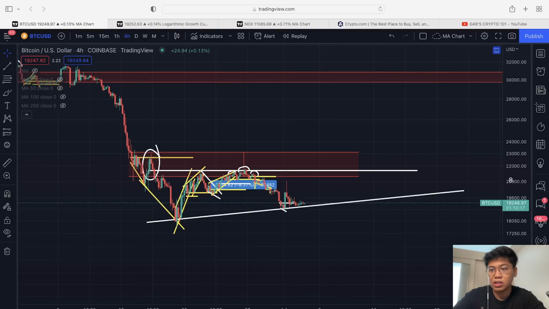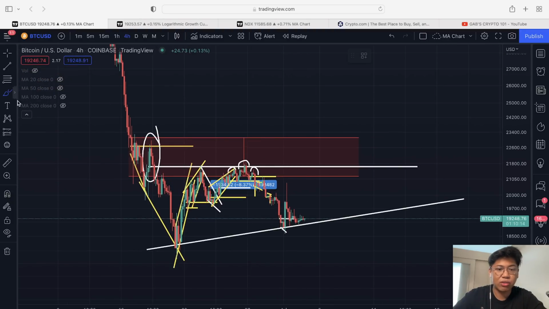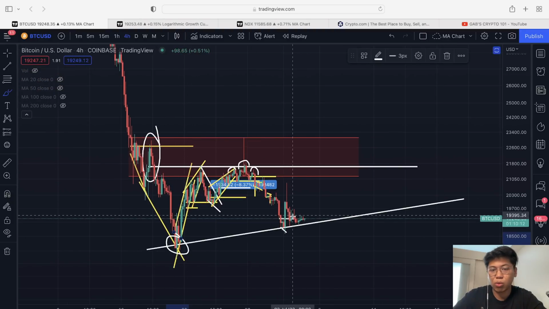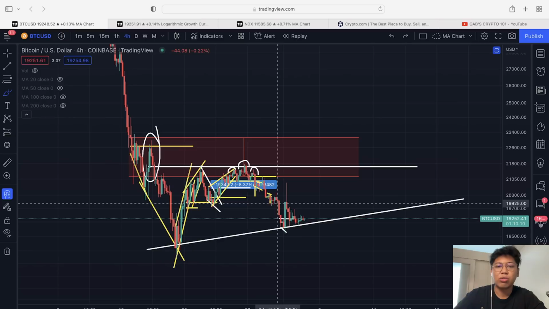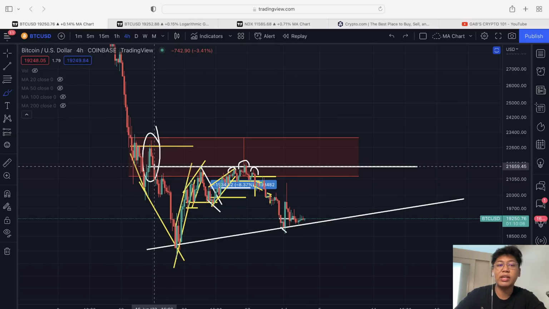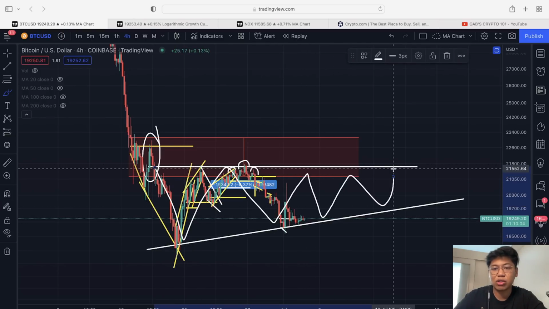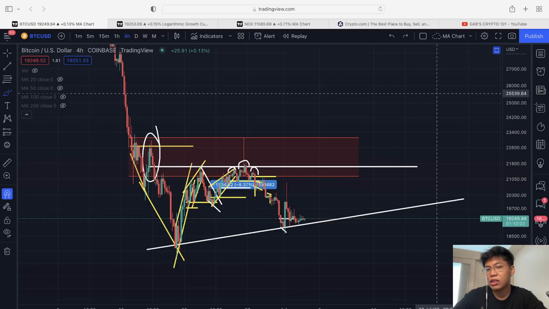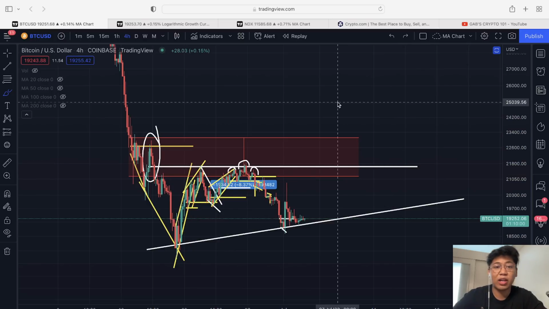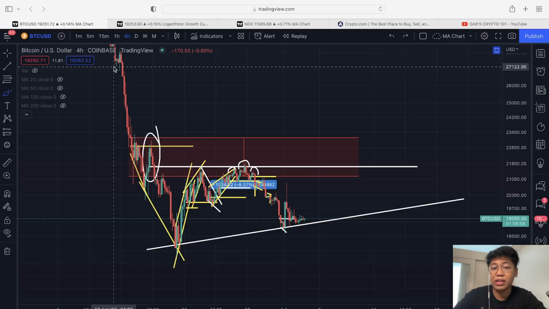Let's try to open this support. As you can see, meron tayong support na nag-form dito, support number 1 and support number 2. So right now, we are potentially forming an ascending triangle. And traditionally, this is a bullish pattern to the upside. But right now, we have to monitor both bullish and bearish scenario kasi right now, we are on a downtrend.